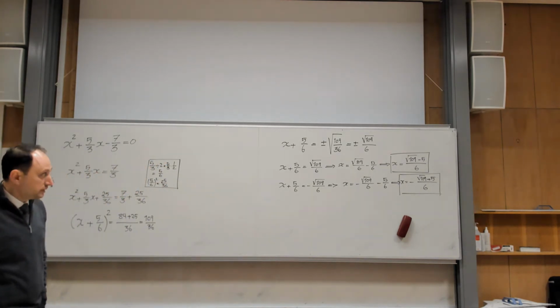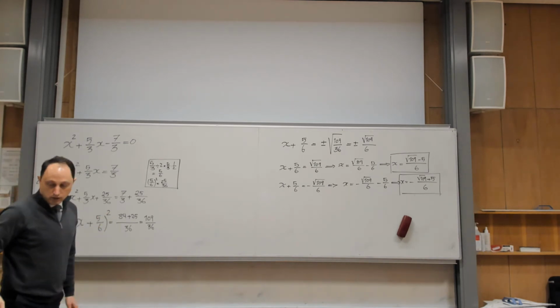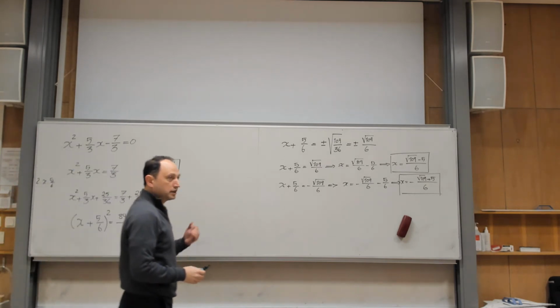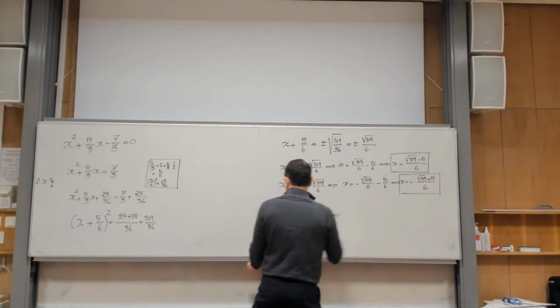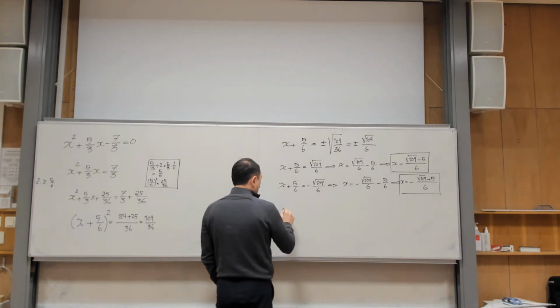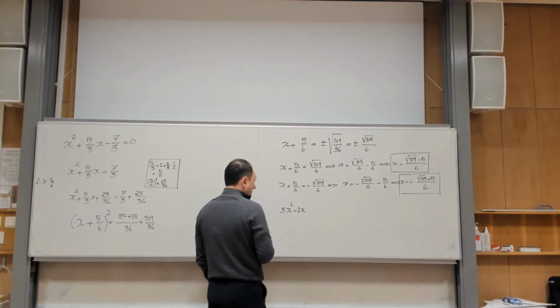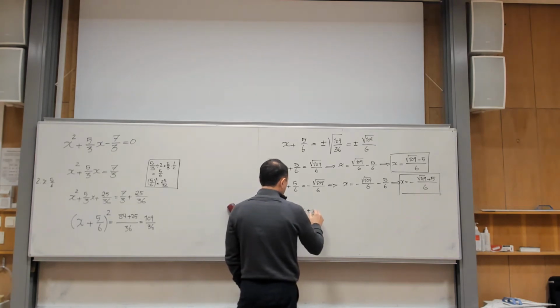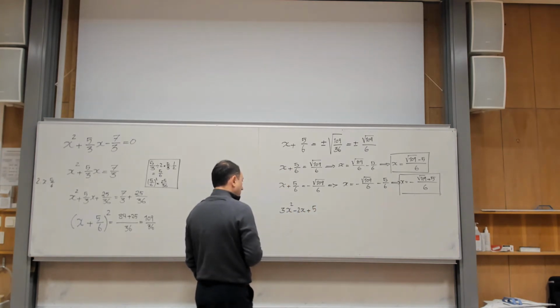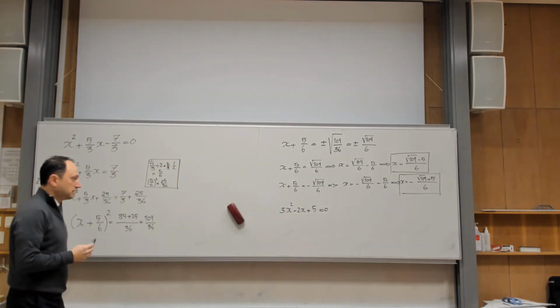Okay. Let me give you another example. And then gradually we start solving this algebraically once for all, yes? Let me ask you to solve this. So we have 3x squared, and then you have minus 2x, and then you have plus 5, equals to 0. I want to spend a little bit of time on this one as well.